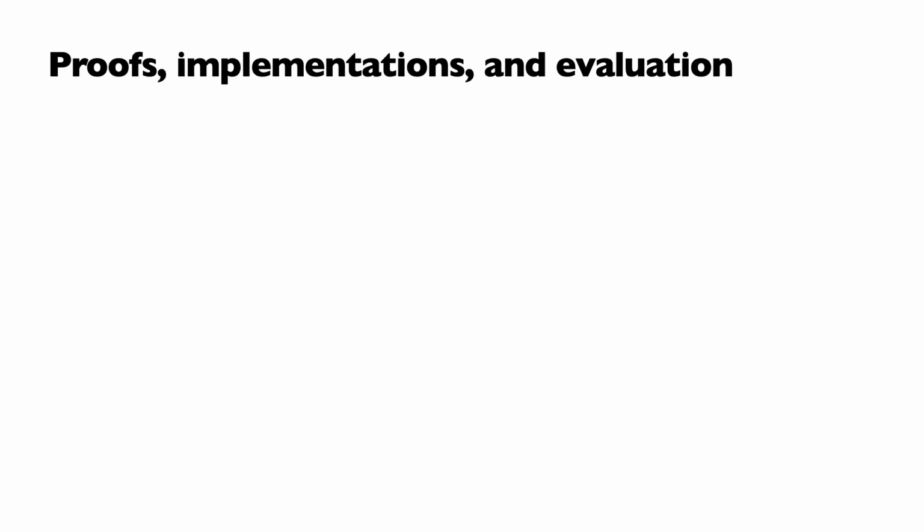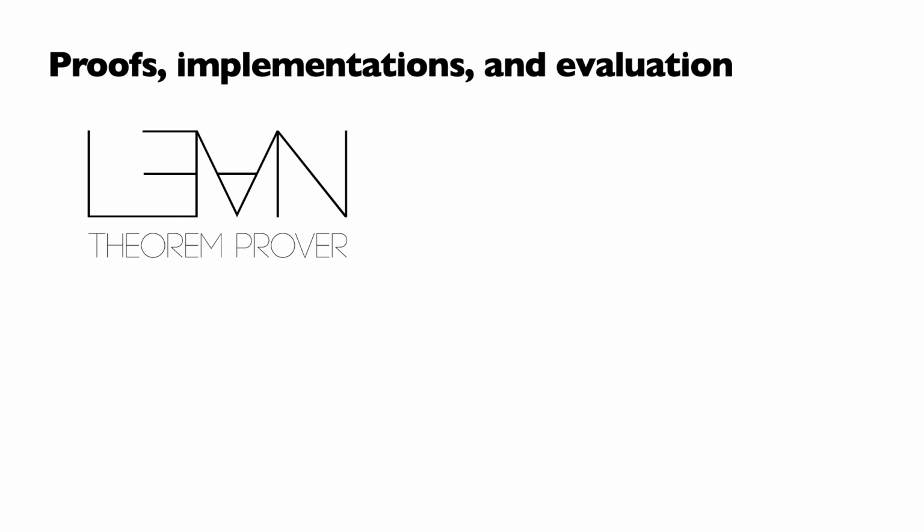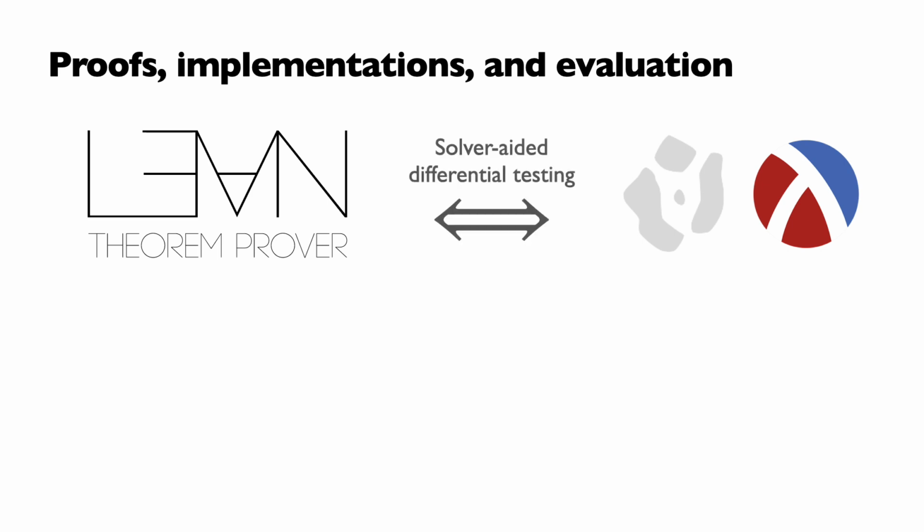We mechanize our framework in the Lean theorem prover and also implement a reference symbolic evaluator in Lean. We also implement an optimized symbolic evaluator in Racket as a new Rosette system, Rosette 4. And lastly, we check that both implementations agree with each other using differential testing.